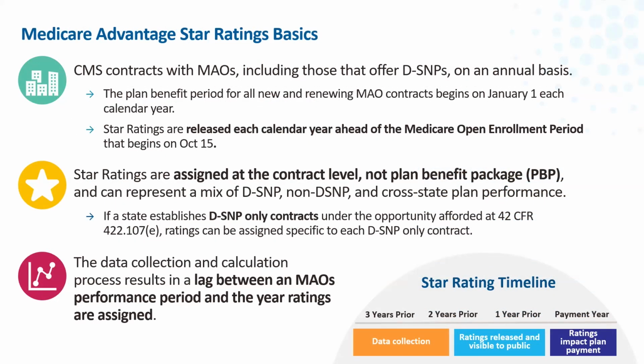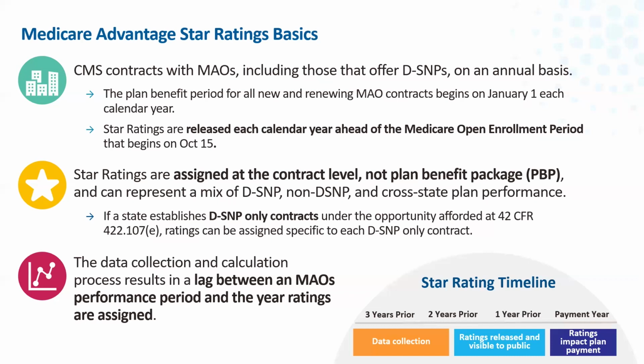To understand star ratings and their relevance to states contracting with DSNPs, it's helpful to review some basic features of how the ratings are released and assigned. As background, CMS contracts with Medicare Advantage organizations, including those that offer DSNPs, on an annual basis. The plan benefit period for all new and renewing Medicare Advantage contracts begins on January 1st each year. Star ratings are released on the same annual cycle. They are released each year just before the start of the annual Medicare open enrollment period, which begins on October 15th.